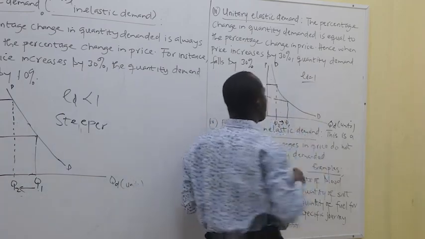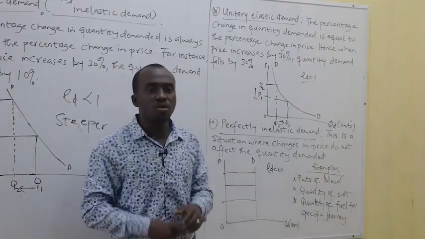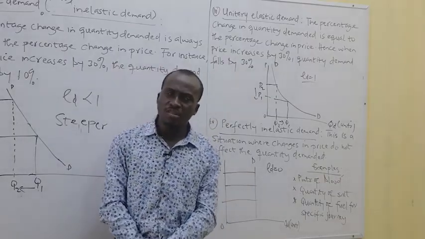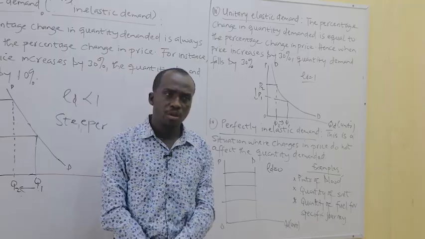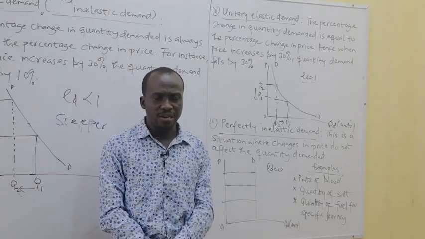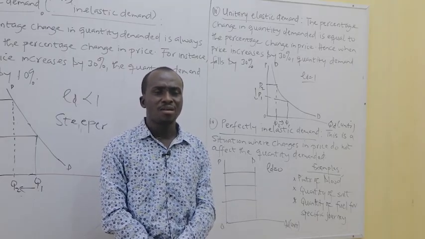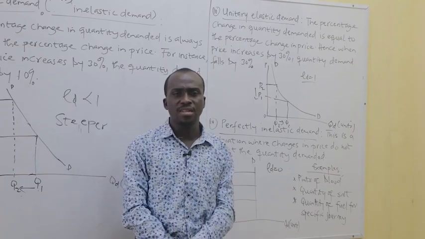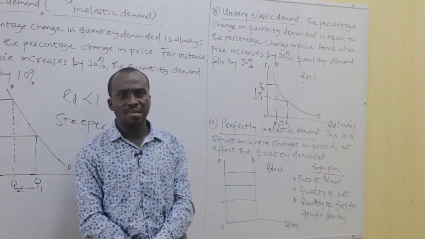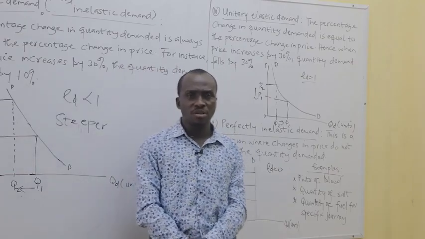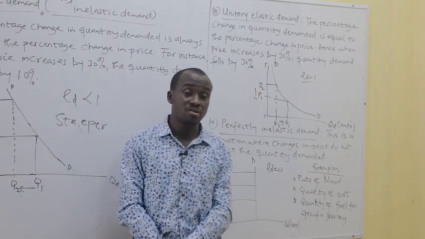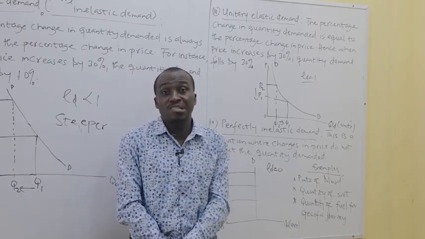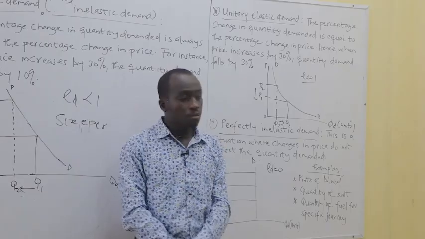Most of the goods, hardly do you see any commodity that behaves that way. Even though we say it's theoretically correct, in practice, hardly do you see a commodity behaving that way, where price increases by 20% and demand falls by 20%. It's something that's very difficult to see. For theory, it's possible, but it's difficult to see.